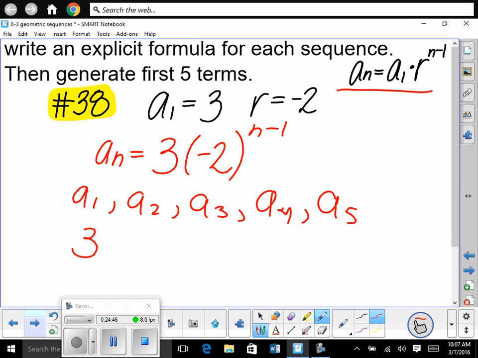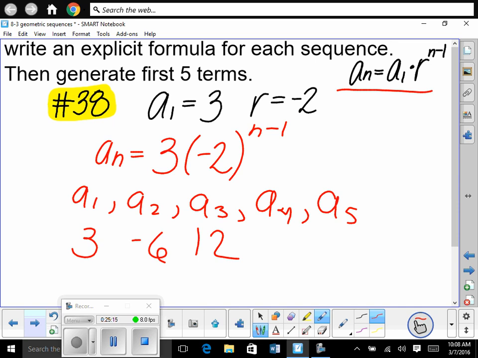Okay, let's do this next one. 3 times negative 2 raised to, we're plugging in 2 for n, so 2 minus 1 is 1. So that's 3 times negative 2, which is negative 6, right? Are we good? Okay, so then plugging in 3, you'll do 3 times negative 2 raised to the second power, because 3 minus 1 is 2. So that'd be 12.